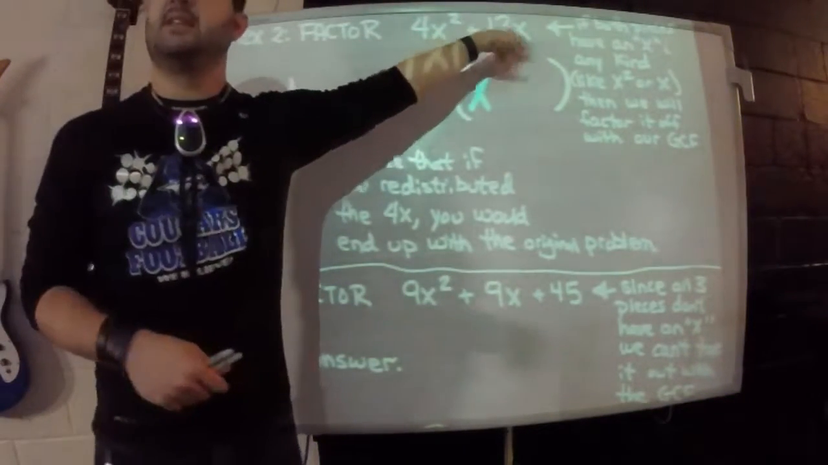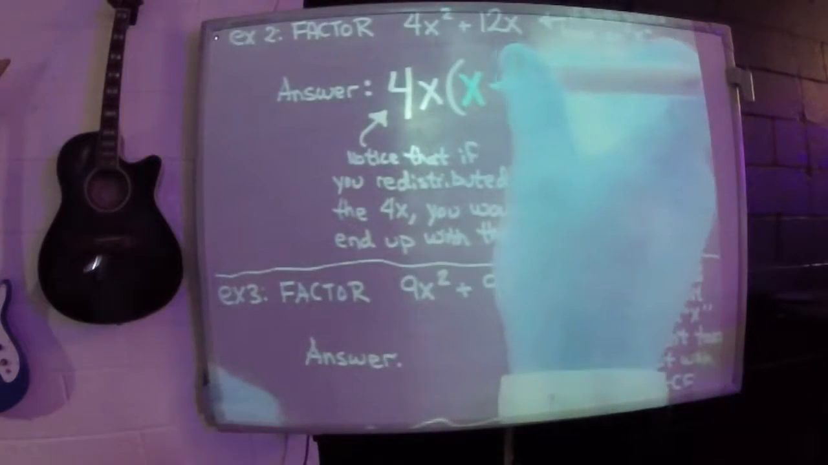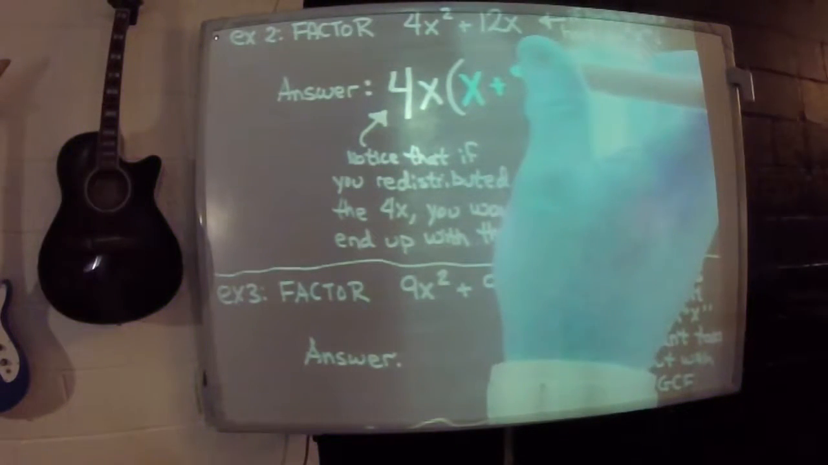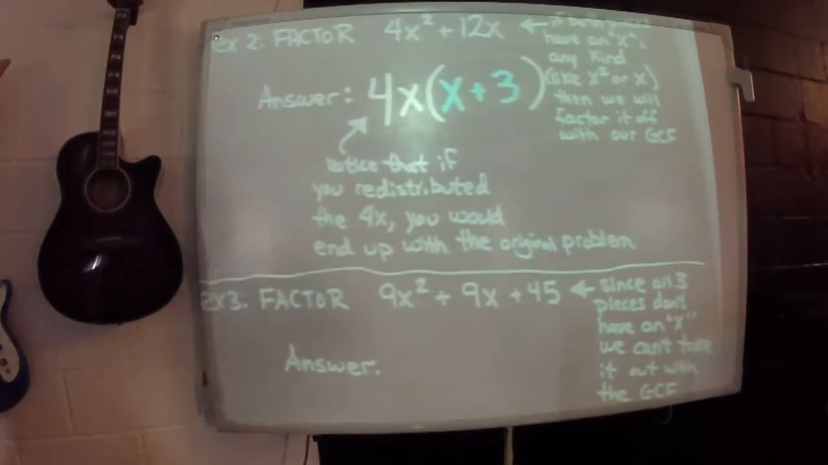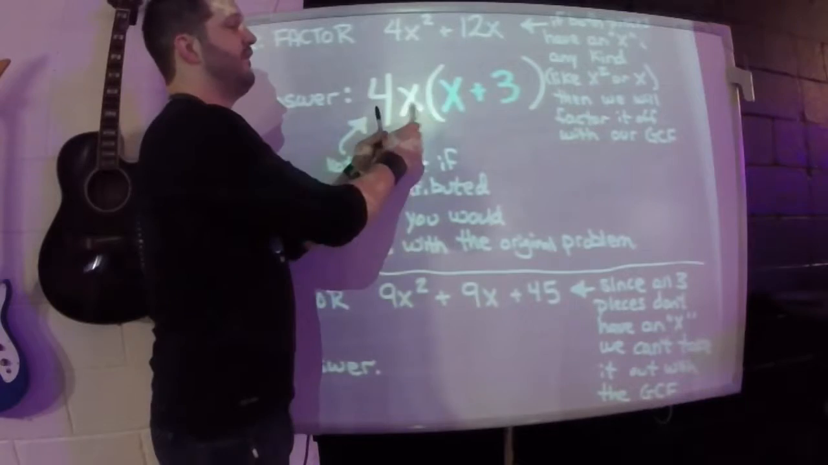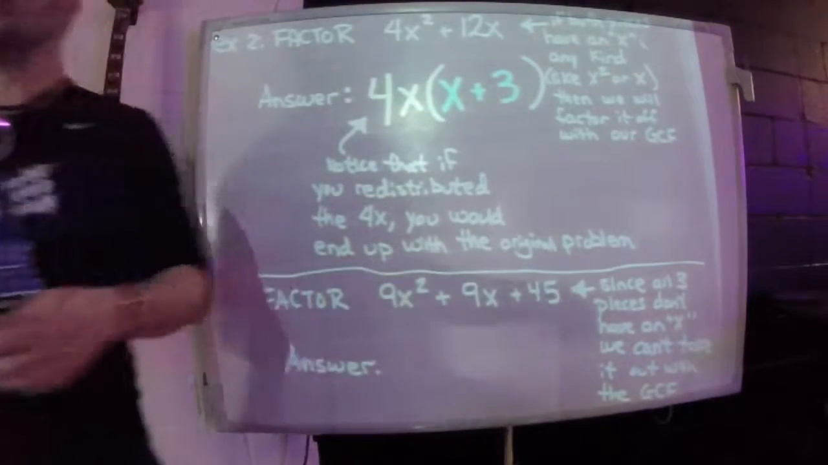And then you come to the second piece. 12, if you divide 4 out of it, you get 3. And then if you take 1x off of it, there's no x's left. And that's what we get. So here it is. This is 4x squared, and this is 12x if you redistribute it.